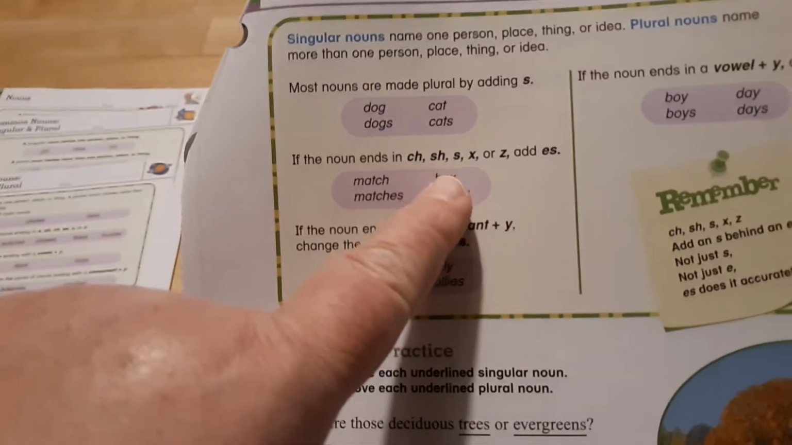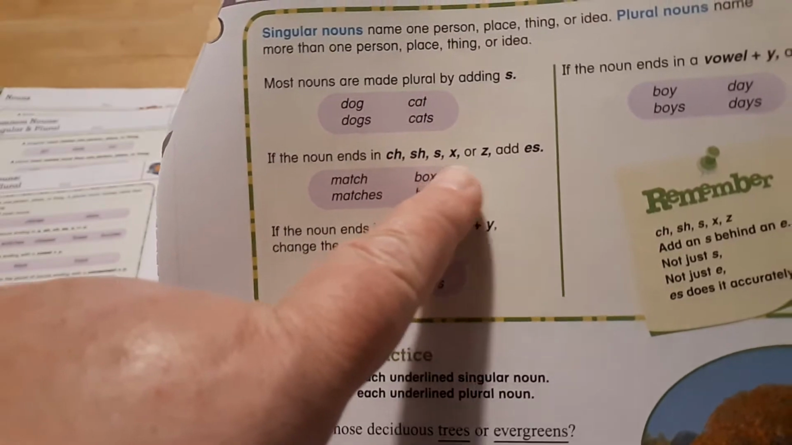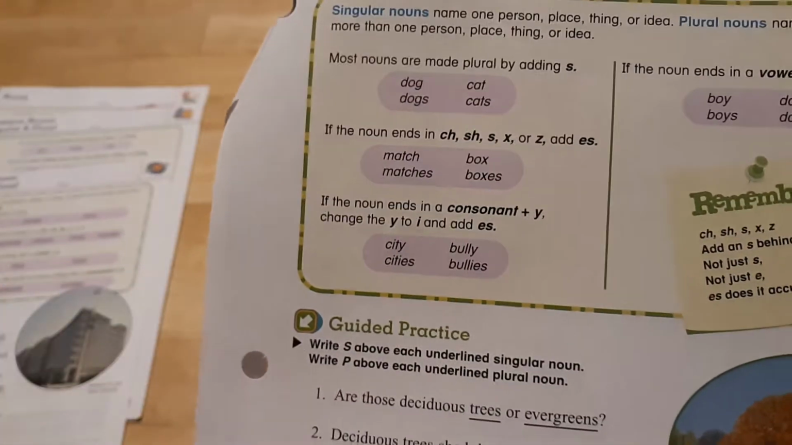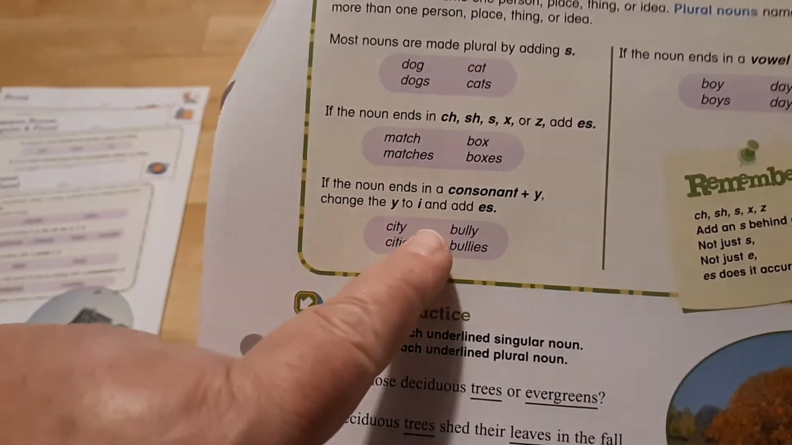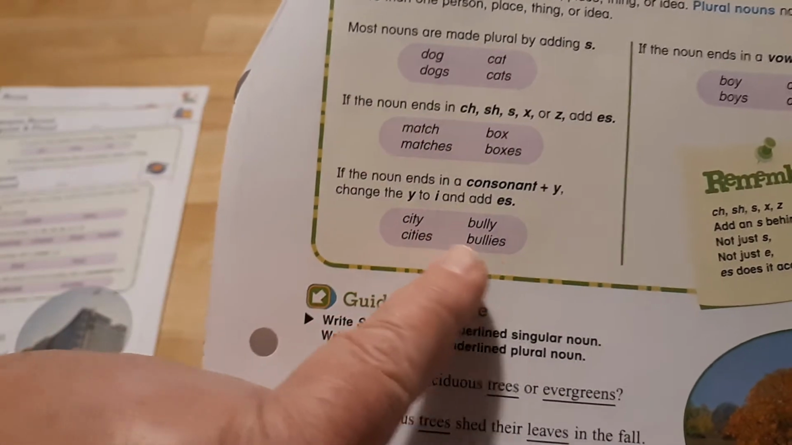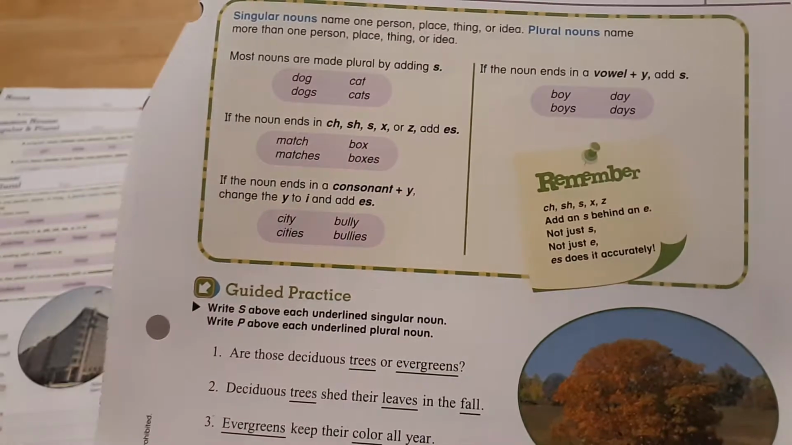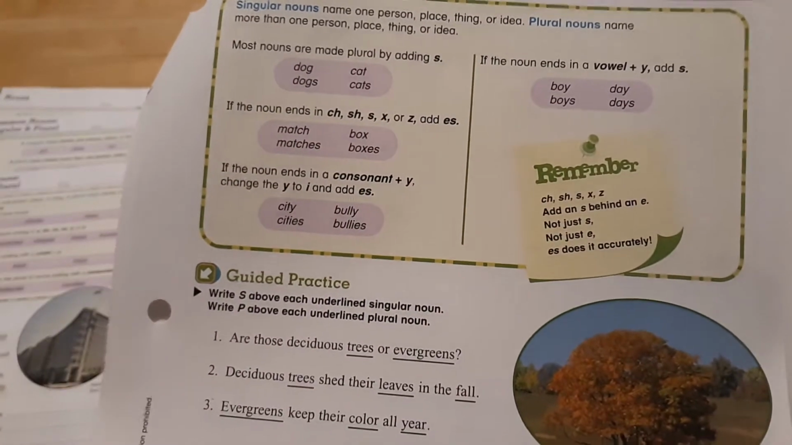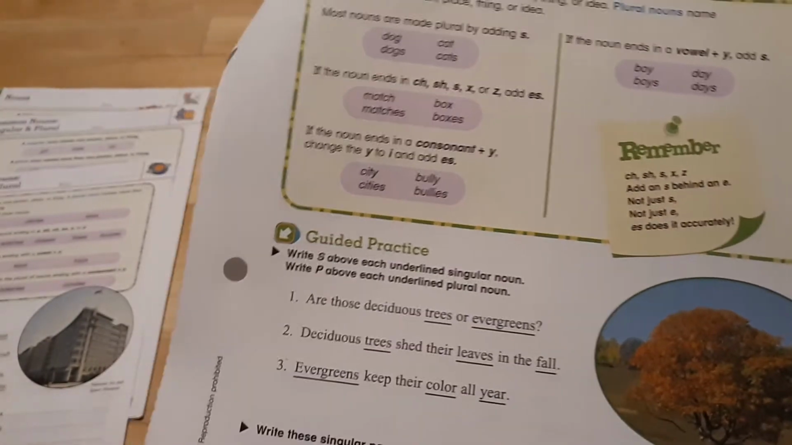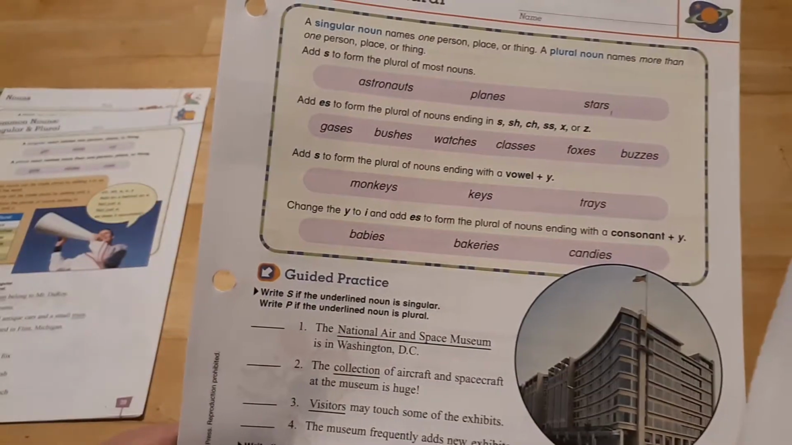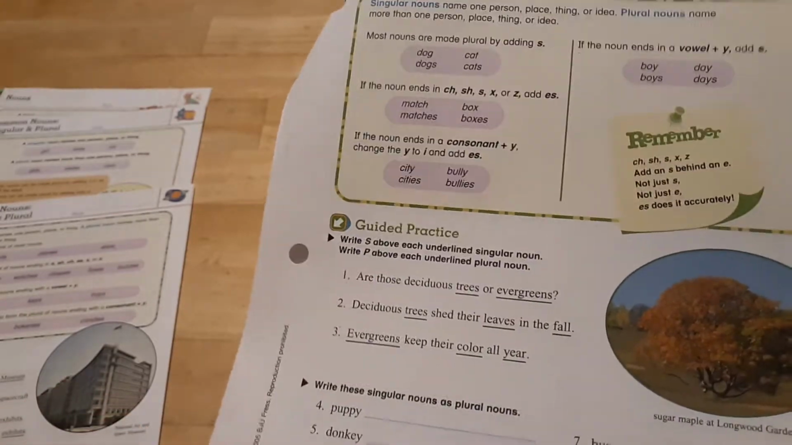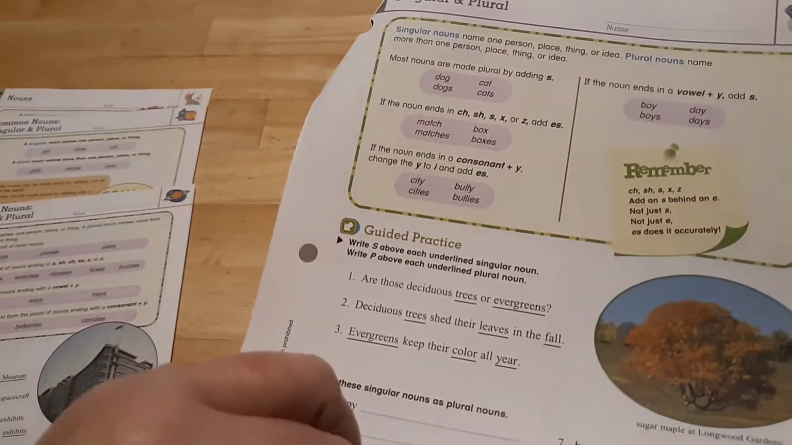Here's the CH, SH, S, X, Z, and ES rule. There's the consonant plus the Y where you change the Y to I and add ES. If the noun ends in a vowel plus a Y, you add S, which is the same rule as the fourth grade has. So far on this page, I see no new real information.